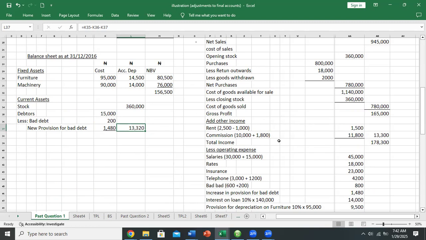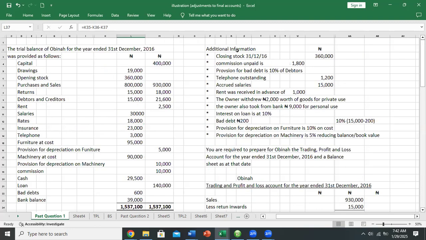Now, after your stock and debtors, the next thing is your prepaid expenses. So check the question. You won't find them in the trial balance. You'll find them in the additional information. Prepaid expense and accrued income, or any income in arrears. So if you check through, you see this first one is commission unpaid. And as we saw, the commission was an income. So an income unpaid is the same as income owed. So that will be part of our current asset.